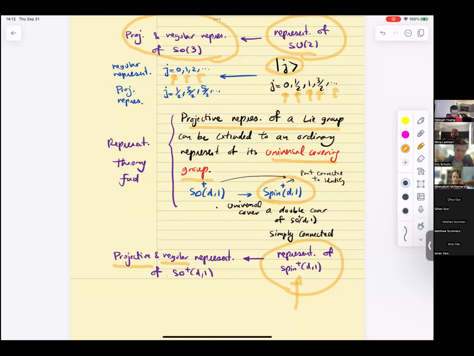Our goal is to construct a representation theory of this and classify the finite dimensional regular and projective representations. Mathematically, you do this by constructing a double cover called Spin+(3,1). Sorry, (D,1). And by classifying all the regular representations of that, because that thing doesn't have any projective representations, you get a handle on all the projective and regular representations.